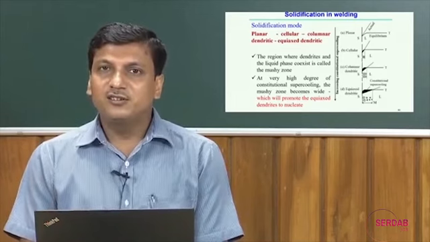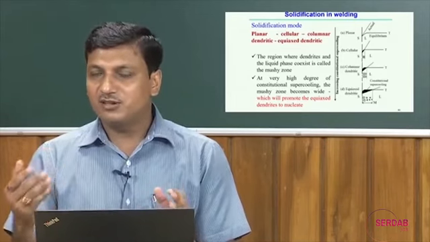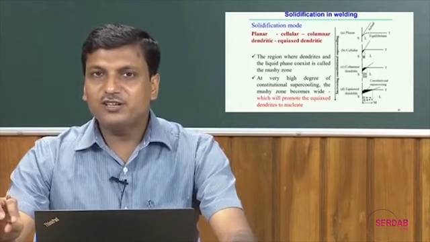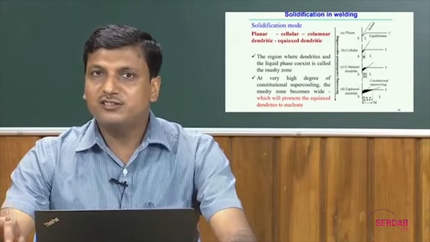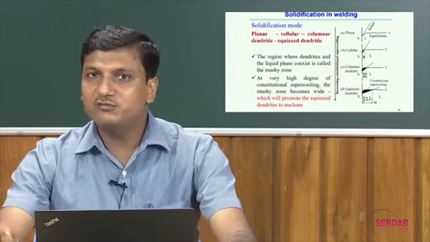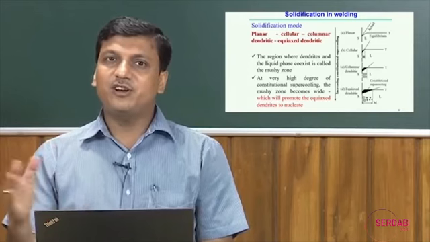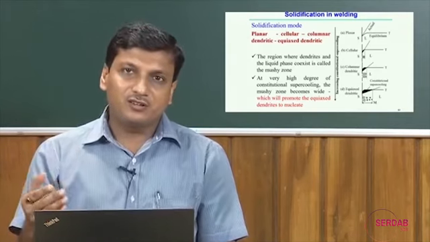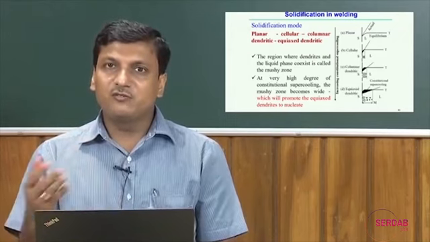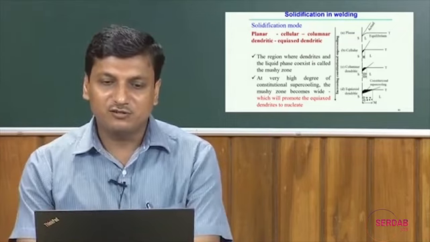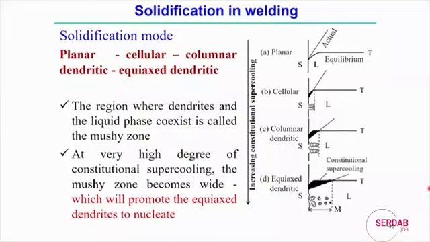The rate of cooling basically decides whether a fine structure or a coarse structure is produced during the solidification process, and the solidification mode decides the type of structure, whether it is planar, cellular, columnar dendritic or equi-X dendritic. Now, from this figure we can see that there are 4 types of solidification mode: planar mode, cellular, columnar dendrite, and equi-X dendritic structure.